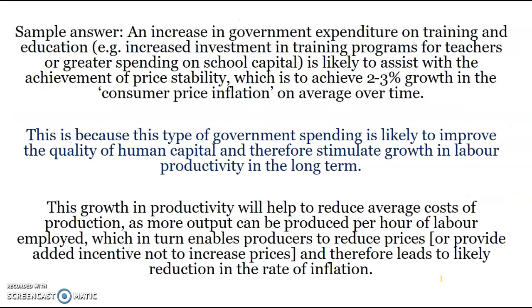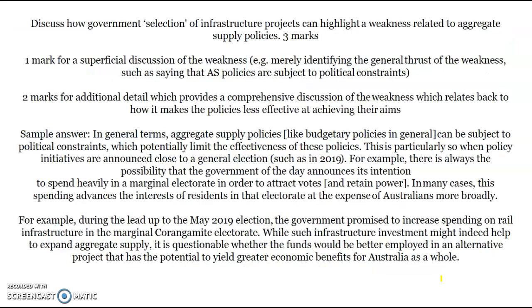It's a very similar question. I'm not going to go through this one, talking about what you can do with training and then linking it to price stability. In terms of infrastructure, just one weakness with infrastructure spending, which we haven't talked about. So how can infrastructure projects have weaknesses? In general terms, supply-side policies can be subject to political constraints, which potentially limit the effectiveness of these policies.